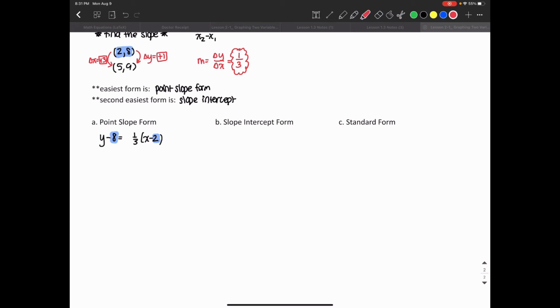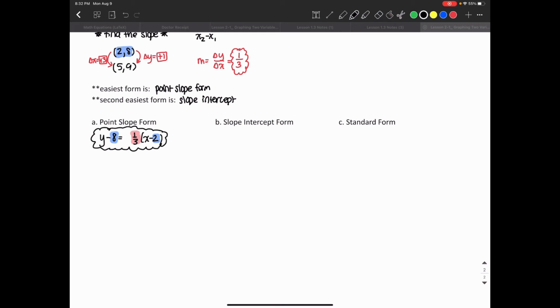Here's my slope. What I'm going to do from there is write my point-slope form. That's my point-slope form, and I can convert that into slope-intercept form. So I'm going to practice doing that.